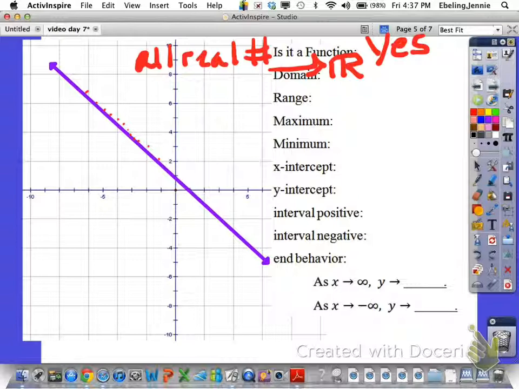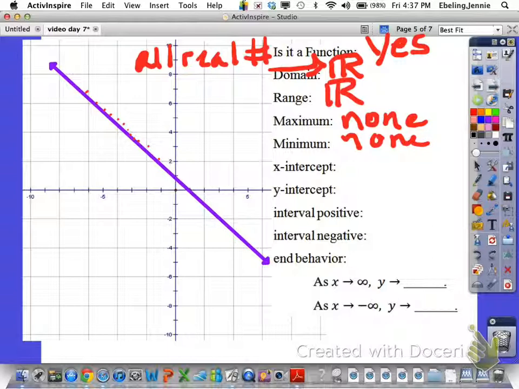Now the range, what can the y coordinates be of all these points? Well, the range is like the x coordinates. It can be any number it wants. So for a straight line, your domain and range will always be all real numbers, and it's always a function. Maximum or minimum, do we have a highest point on this graph? We do not, because the graph continues to go off in both directions, so we're not going to have a highest point, and we're not going to have a lowest point.